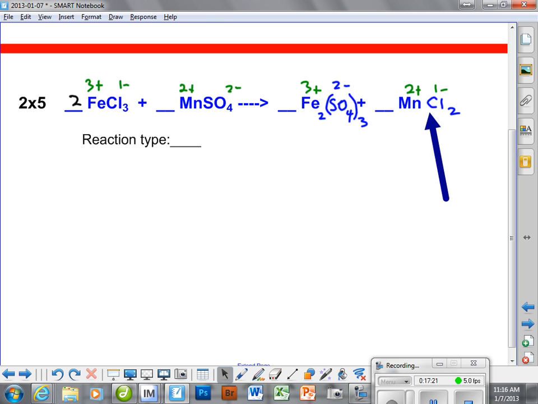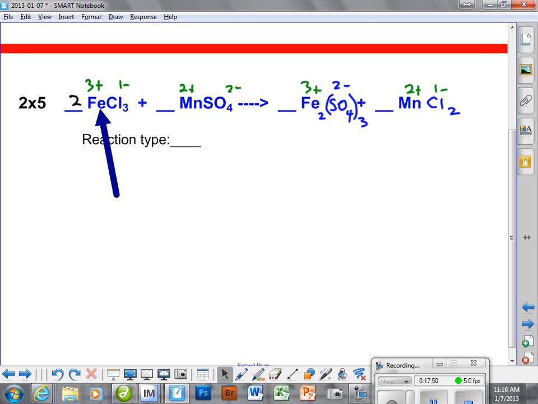But we are going to have a problem with the chlorides. We have 2 chlorides over here. We're not going to have a problem at all, are we? But we have a 2 over here to get the irons in balance, so that's going to mess us up. So how are we going to get this straightened out? Let's go ahead and balance our manganese chloride using the chlorines.